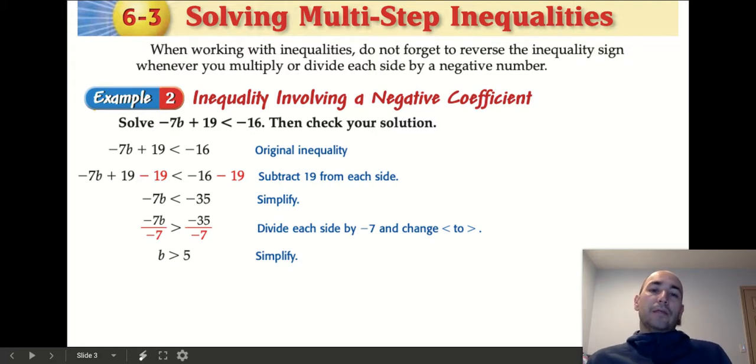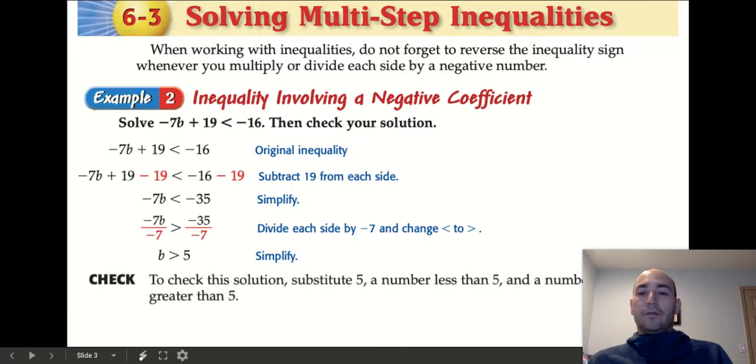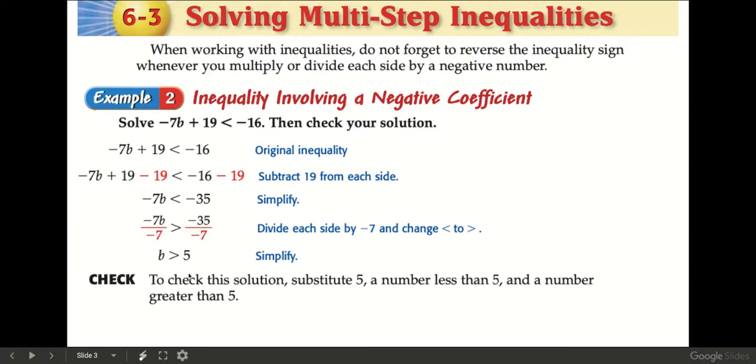And so that's how I would go ahead and solve this. So how do you check it? Well, you check it by checking solutions on either side of 5, including 5. So test a number that is equal to 5, test a number that's less than 5, and test a number that's greater than 5.